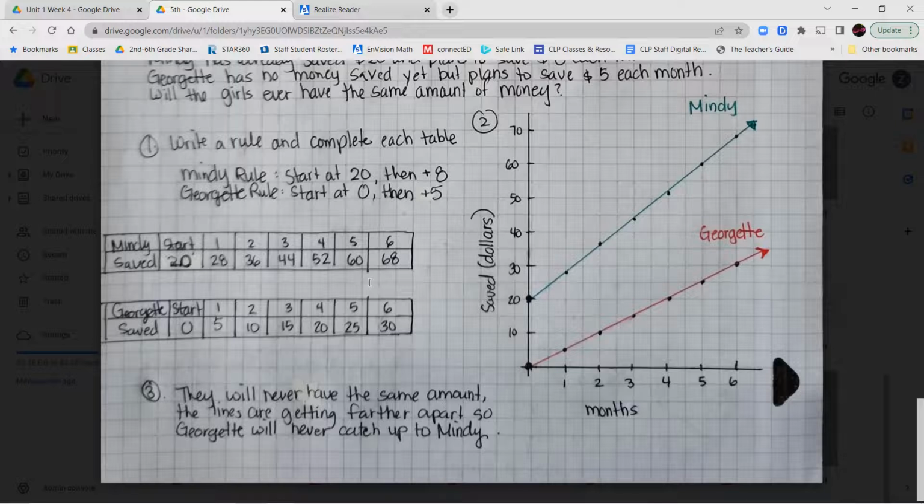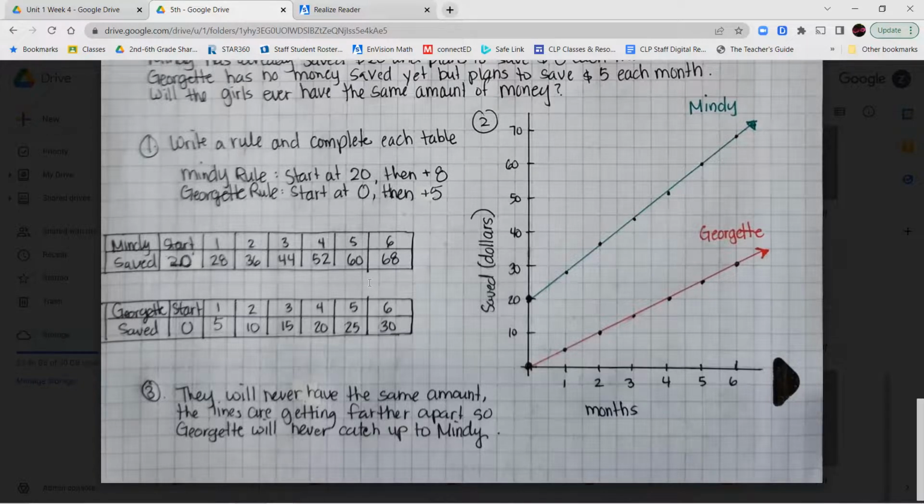So Mindy starts at 20. So after one month, she saved 28. After 2 months, she saved 36. After 3 months, she saved 44, and so on. For Georgette, she started at 0. So after 1 month, she saved $5. After 2 months, she saved $10. After 3 months, she saved $15, and so on.